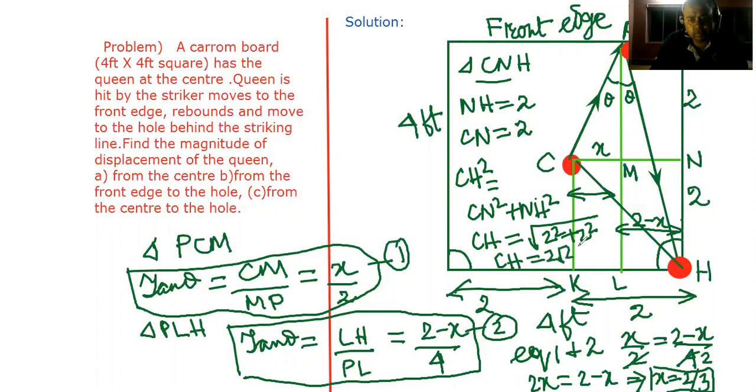So this is the final answer. CH, that is the center to the hole, is equal to the displacement from the center to the hole. So we can say displacement from the center to the hole, basically we are finding out CH, that is CH is equal to 2 root 2 feet. I hope you have understood the way. This is a very, very interesting problem. I think you have understood this.